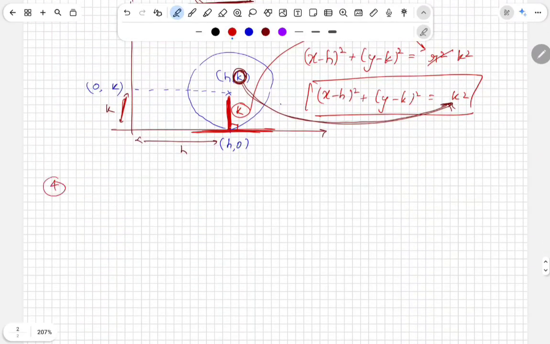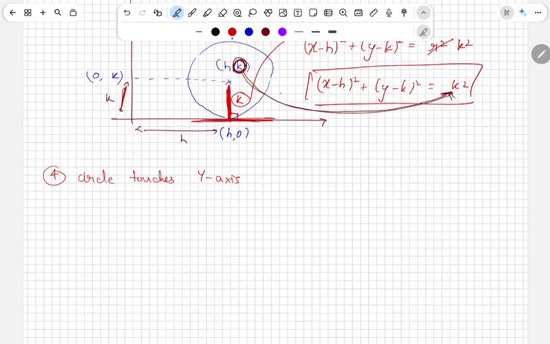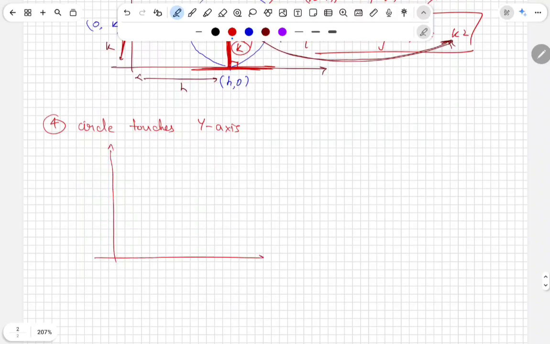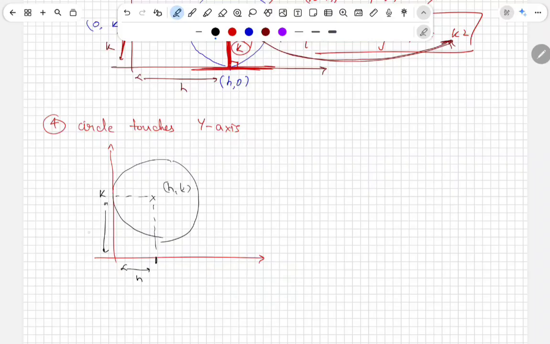Next topic is going to be circle touches y-axis. If the circle touches the y-axis, what I'll do is draw my y-axis, I'll draw my x-axis, then I'm going to draw my circle which is touching the y-axis. Center will be at h comma k. It means this distance is h, this is k, so this distance will be k. This is my coordinate, this is my another coordinate. Now this is perpendicular to this, so this is going to be the radius, this will be my tangent. What is the radius? It is equal to h.